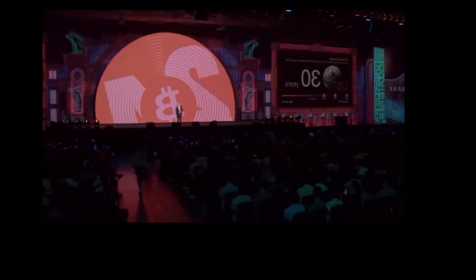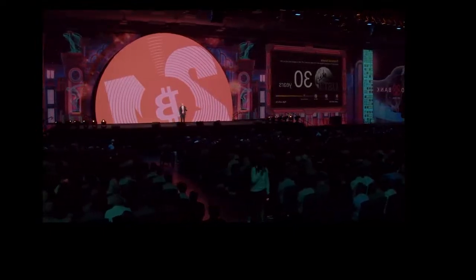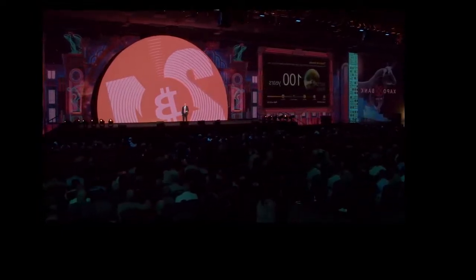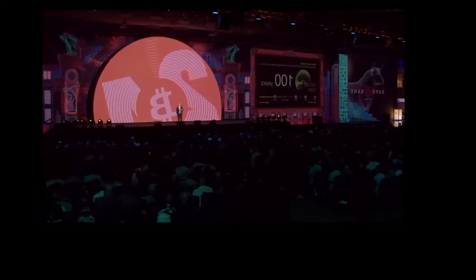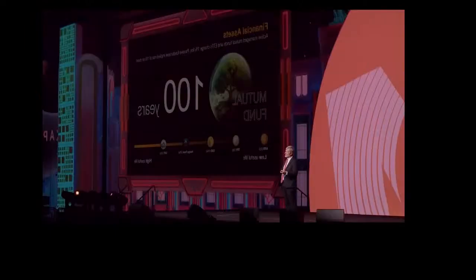Treasuries, you're going to get a yield, but the 3.5% after-tax yield goes against the 7% monetary inflation. Maybe your money lasts 30 years. Capital in a mutual fund where you pay a 1% fee, 100 years. That's about the best you're going to get.